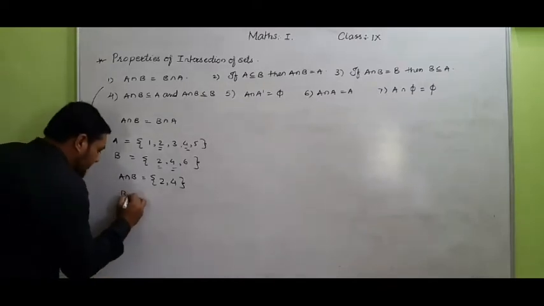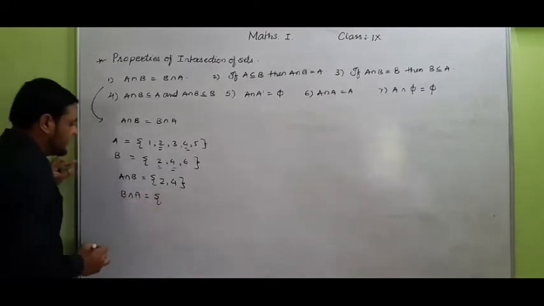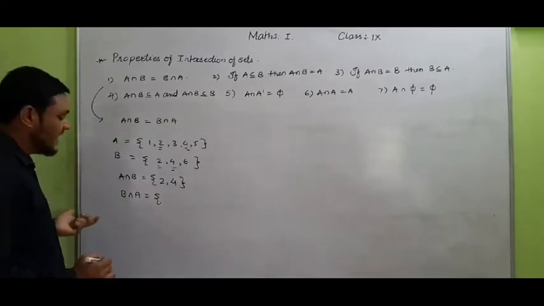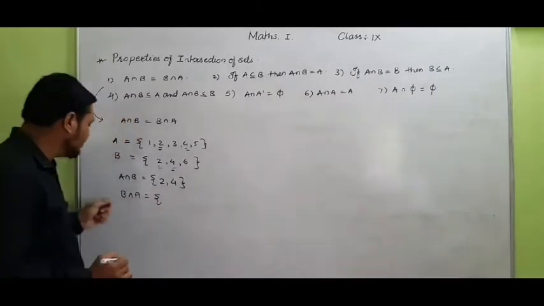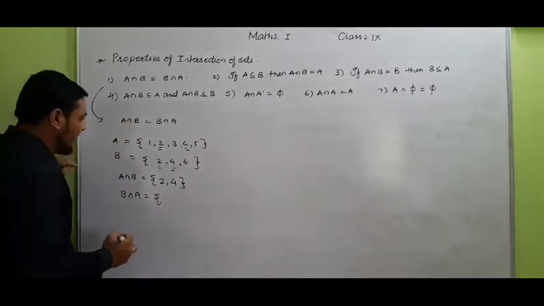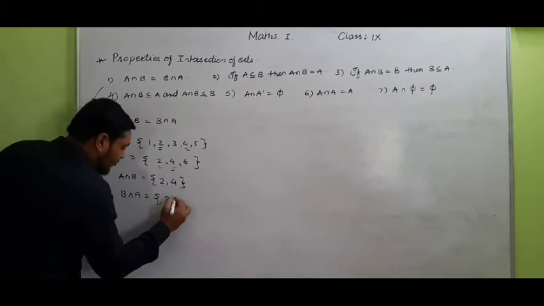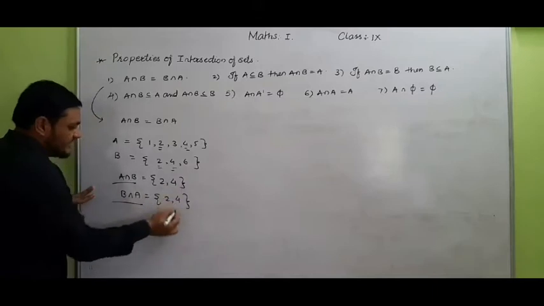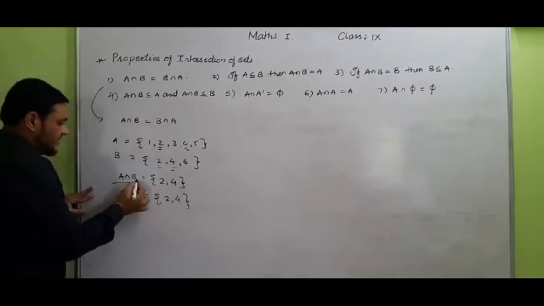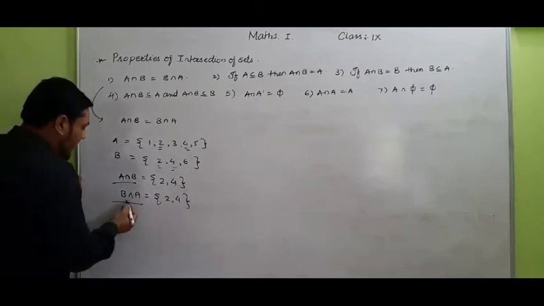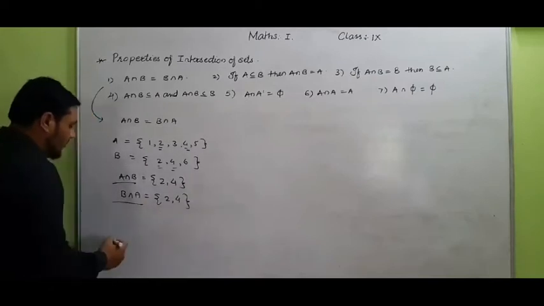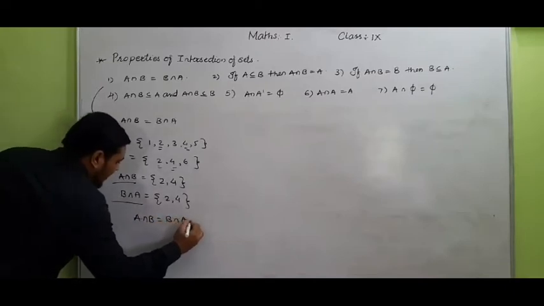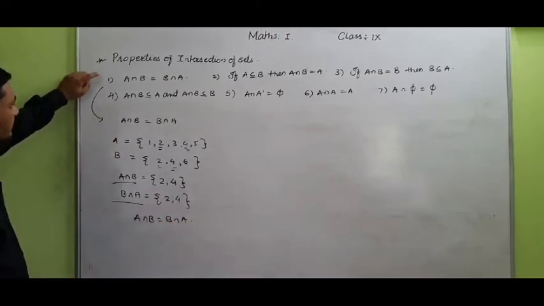Now we will find B intersection A. B intersection A means the set of elements which are common in set B and set A. So in set B and set A, 2 and 4 are common, so we will write 2, 4. If you notice, both sets contain the same elements. A intersection B contains the elements 2, 4 and B intersection A contains the elements 2, 4. That is why we can prove that A intersection B is equal to B intersection A. So like this we have proved the first property.